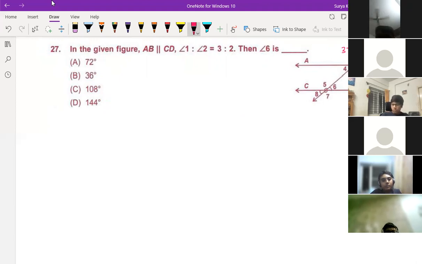Sir, this type of figure, I have doubts. Okay, you are having doubts about linear pair and all. Sir, this is 72. See, 5x is equal to 180. So x is equal to what you're getting? Sir, x is 36. Then you find angles. What happened? Sir, angle 6 is equal to angle 2, corresponding angles.